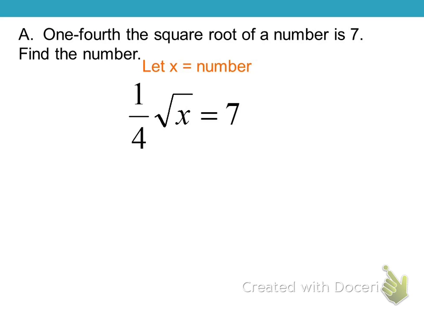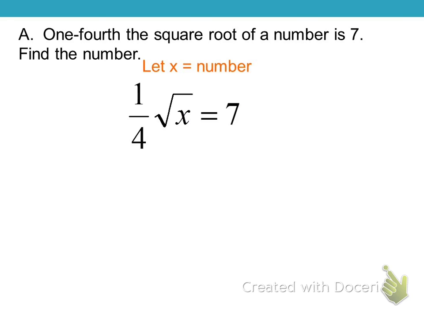The 1/4 has to be outside of the square root. We want 1/4 times the square root of an unknown number. So first I'm going to let x equal that number. Then I'm just writing those words as a math equation. I've told you this before.